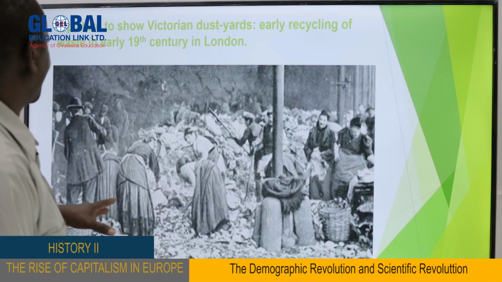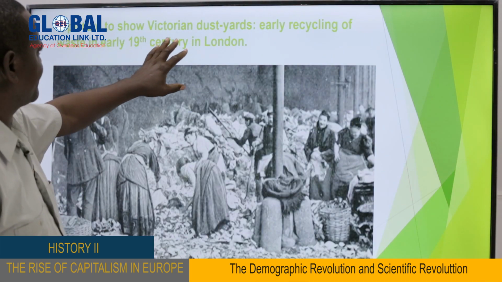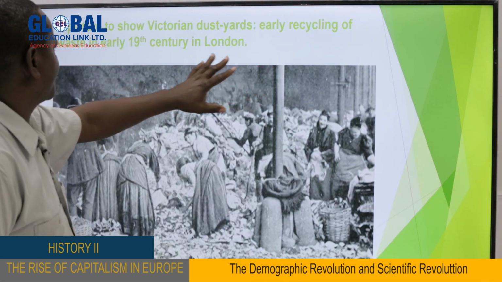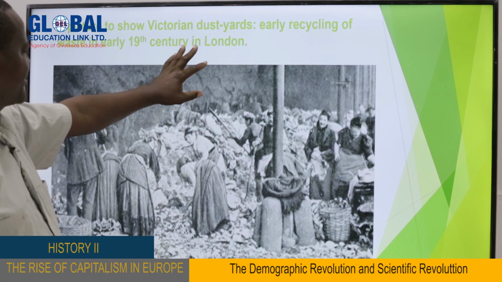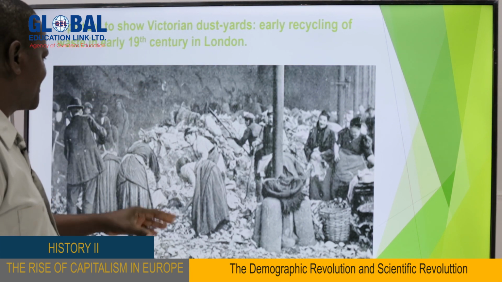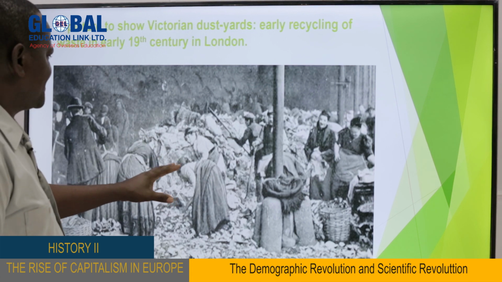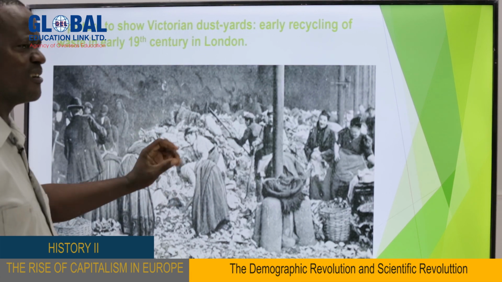My dear students, as you can see, this is a picture which shows the Victorian dust yard, the early recycling of waste in early 19th century London. This is in London, and you can see this is the waste. And they started a system of recycling the waste.